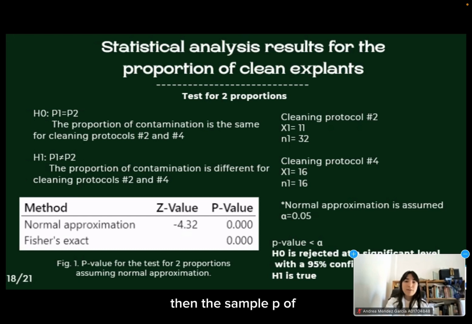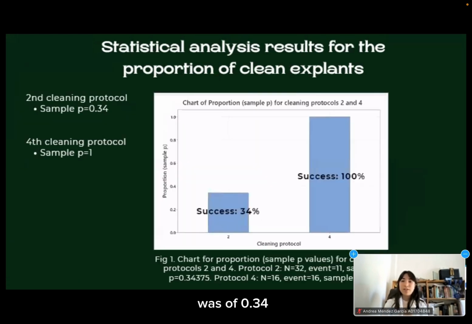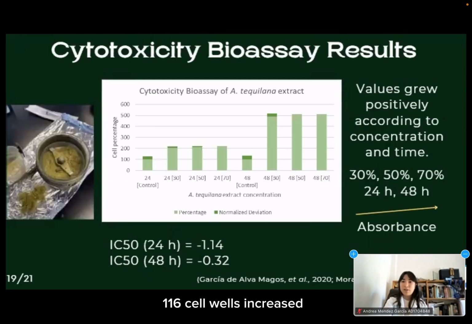Then the sample P of the first proportion was 0.34, meaning that this cleaning protocol had a 34% success rate, while the sample P of the fourth cleaning method was 1, meaning that it had a 100% success rate. On the other side, the absorbance values of HCT 116 cell wells increased accordingly to the extract concentration and time exposure. The half maximal inhibitory concentrations for the 24 and 48 hour exposure were negative.